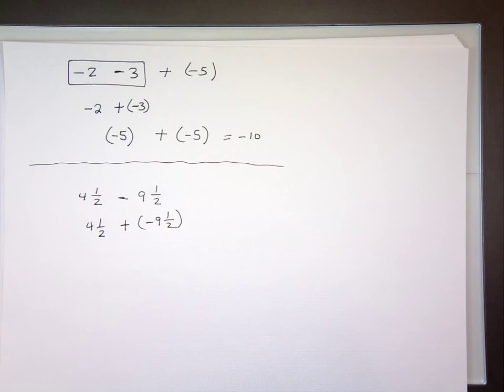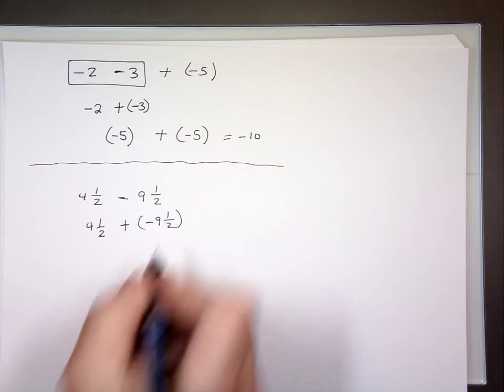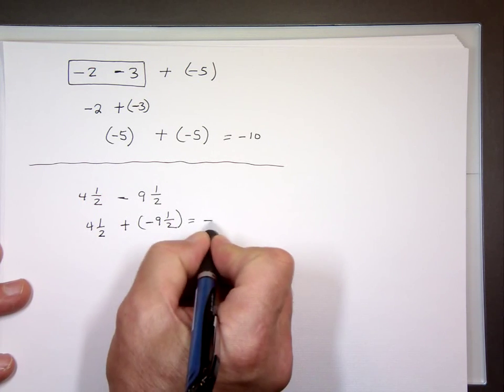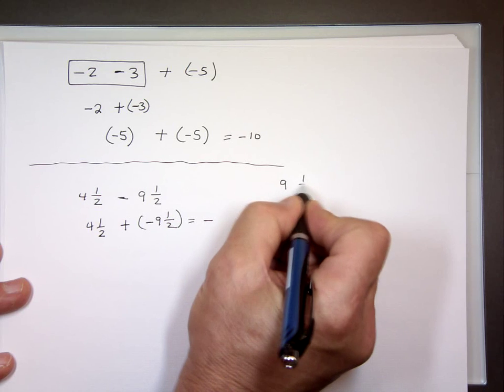Now let's look at the signs. Are they the same sign or different signs? Different signs. So if they're different signs, what do we do? You subtract the smaller from the larger and use the sign of the larger. Is my larger positive or negative? Negative. So what's 9 1/2?